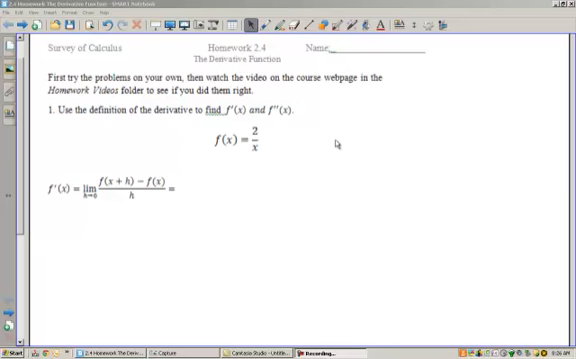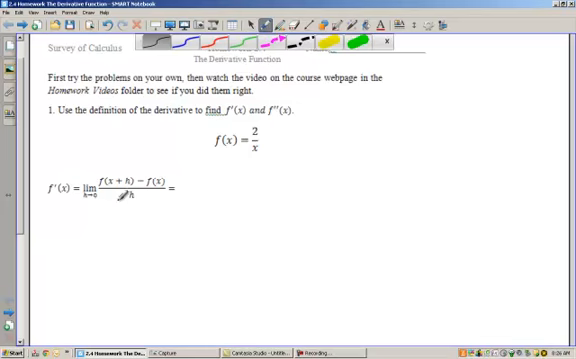Alright, so on this homework problem, you were first to try it on your own and then watch this video to see if you got it right. This is really the toughest problem that I can ask you using the definition of the derivative. The idea is you start here with a limit as h goes to 0, and you want to do what it says.